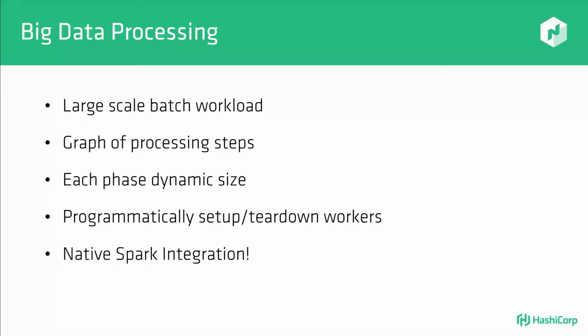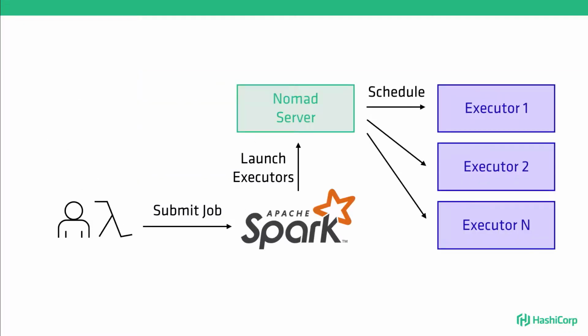And so what we'd like to be able to do is programmatically set up and tear down the workers to right-size each phase. So we're not just using the maximum amount of compute and having it be idle most of the time. One direction we're taking this is native Spark integration, which Mitchell touched on. What this looks like is totally native to the user. The user submits their job just like normal to Spark. Spark then goes and talks to Nomad to figure out, OK, I need 50 executors or 500 executors, and Nomad will dynamically provide those to Spark and scale them up and down as appropriate for each job and phase.